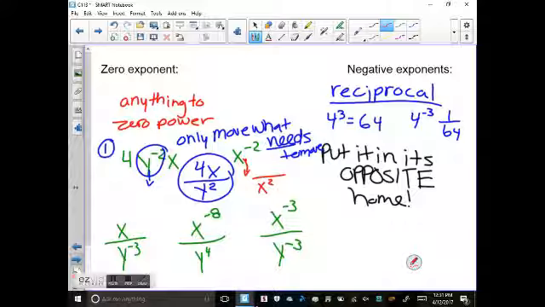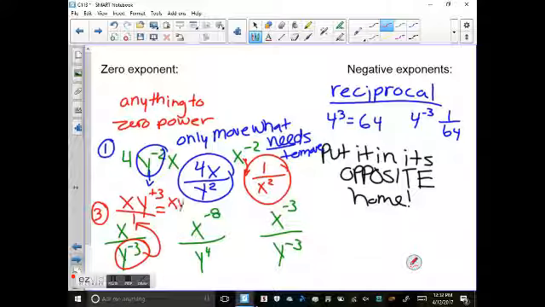If I look here at this problem, this guy needs to move. It's the only thing with a negative exponent. So you move it to its opposite home, which would be up here. So this turns into x, y to the negative 3rd, sorry, positive 3rd. They turn into positives when you move them. Now, there's nothing left down below. It's just a 1, but you don't need to write that 1. It's just x, y to the third.